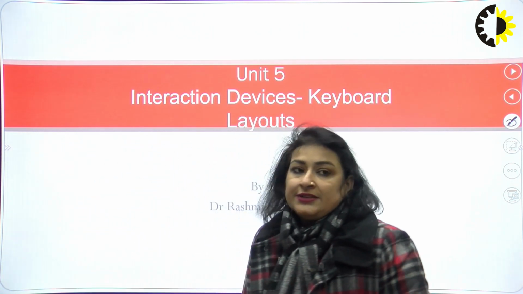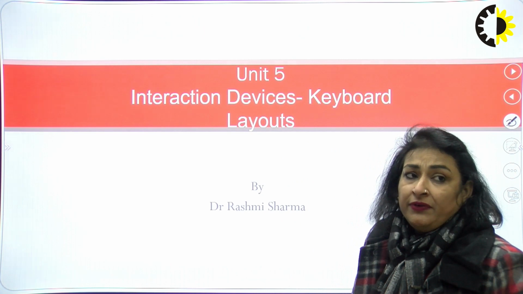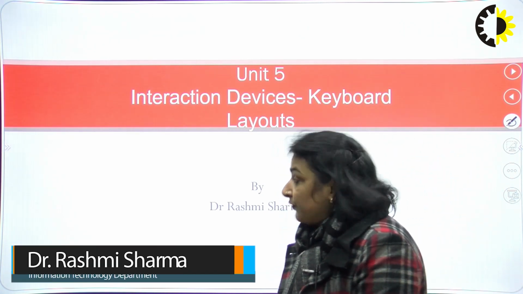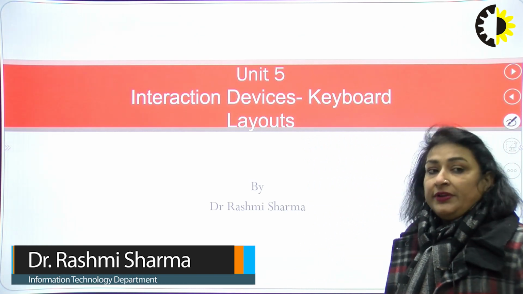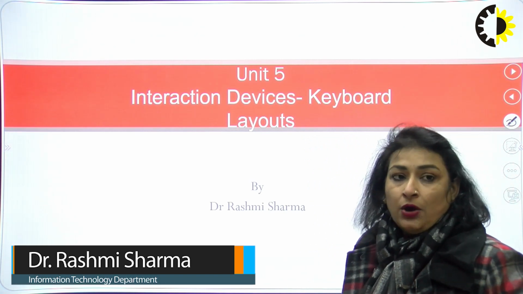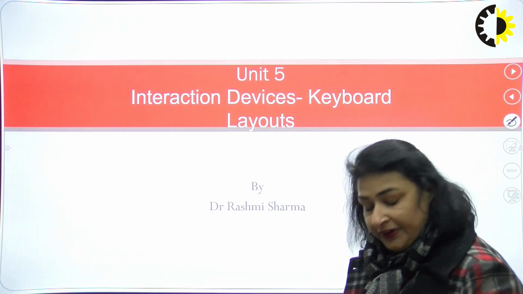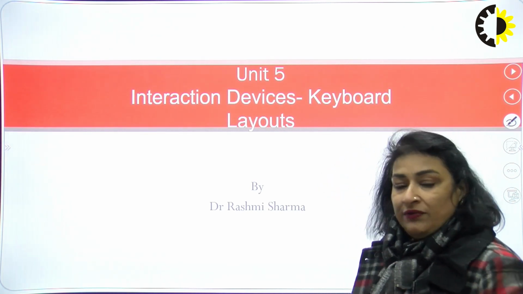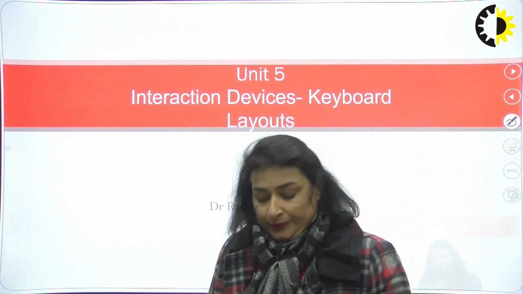Today we would be discussing a critical topic of Unit 5, that is, what are the different interaction devices, and in this we would be especially discussing the different keyboard layouts, or the different types of keyboard layouts which we have to take into consideration while we are purchasing a specific keyboard.